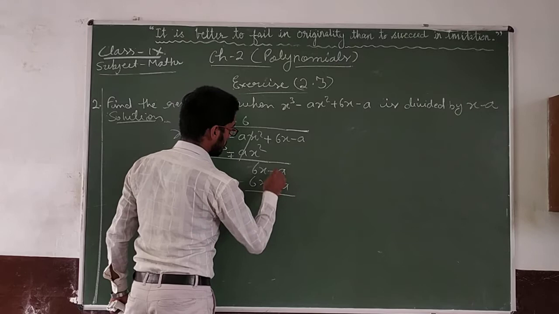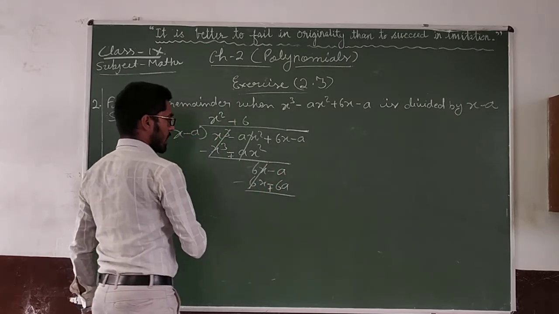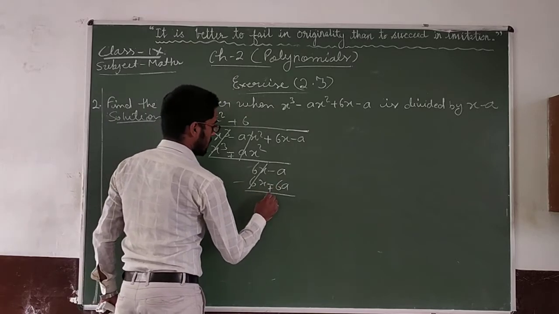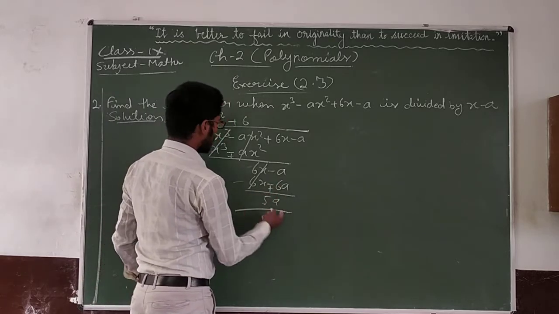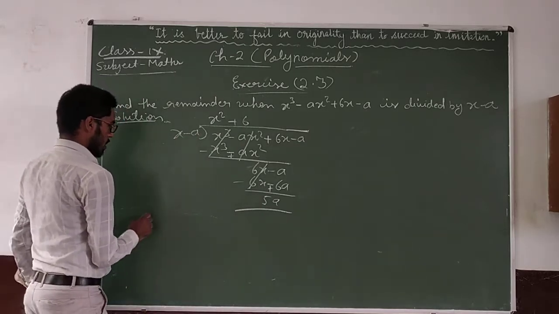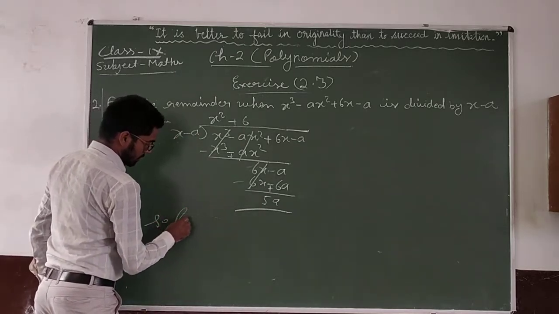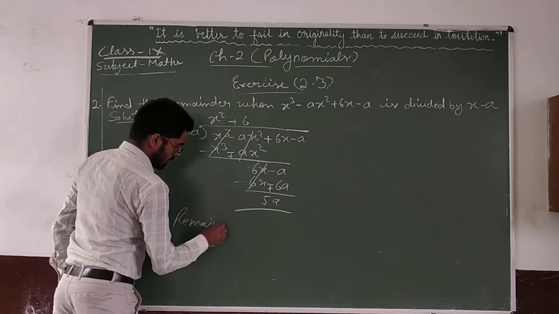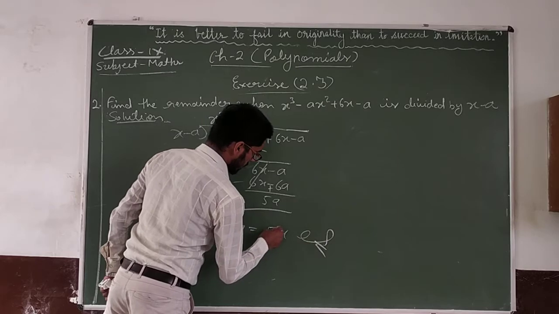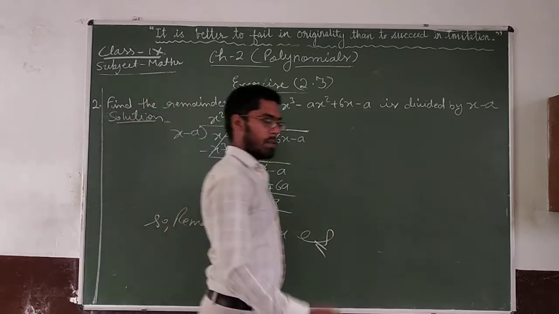Subtract it. Then this term is cancelled. You have minus a plus 6a, means only plus 5a. That is the remainder. Nothing is remaining in your dividend. So the remainder is equal to 5a. That is your answer. Let us solve the next question.